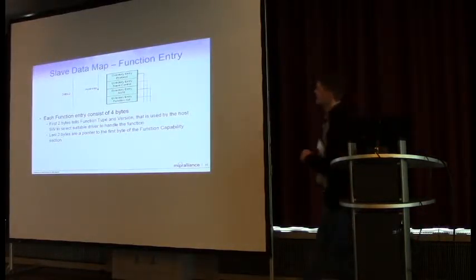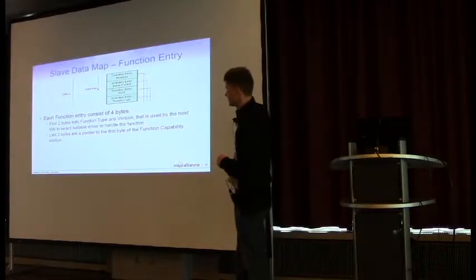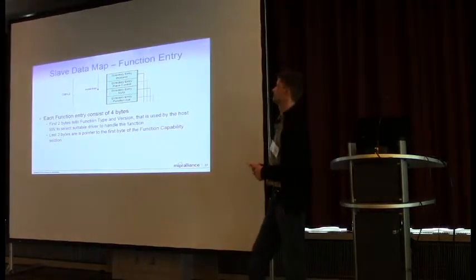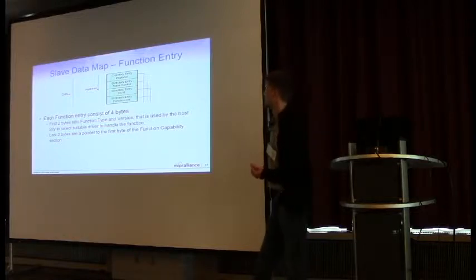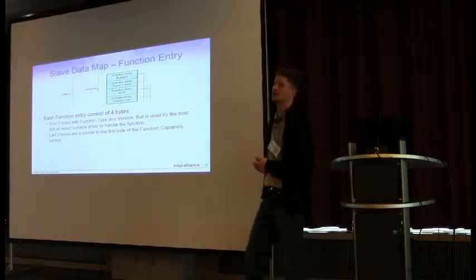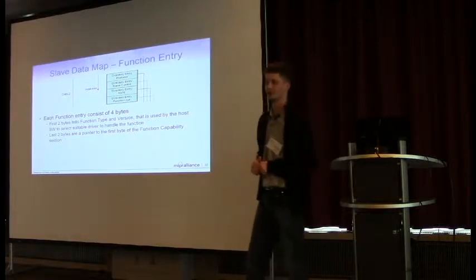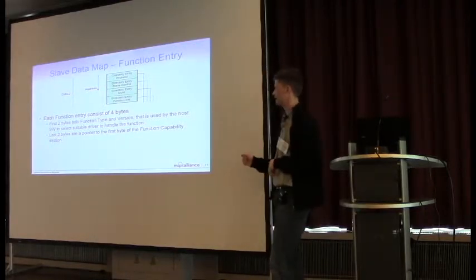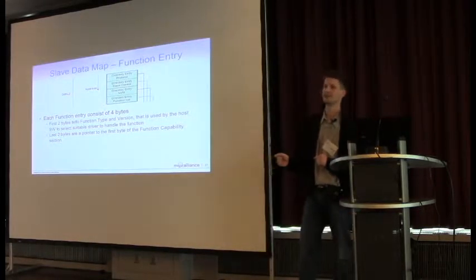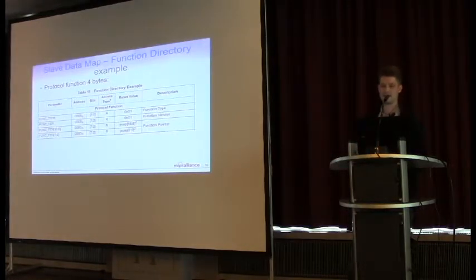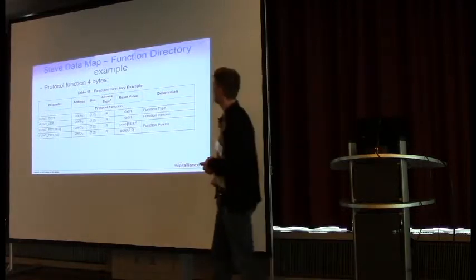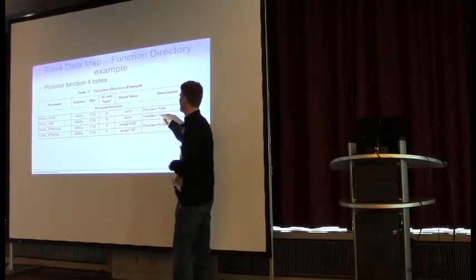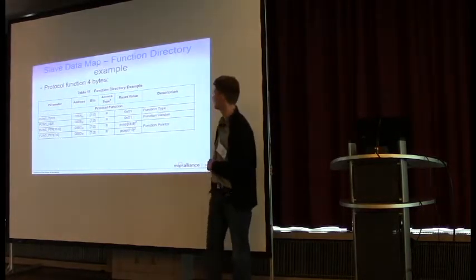Going into details of the function entry: each function entry consists of 4 bytes. The first 2 bytes take care of the function type and version, which is just used by the host software to select a suitable driver to handle the function. So this is the unified access. The last 2 bytes point to the actual function capability section that was shown earlier. So here we have function type, function version, and then the function pointer.